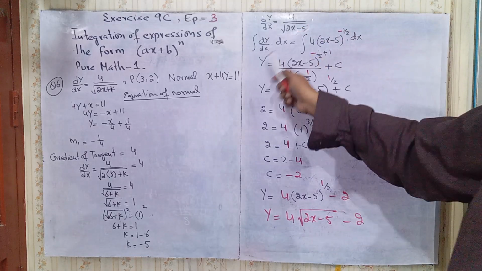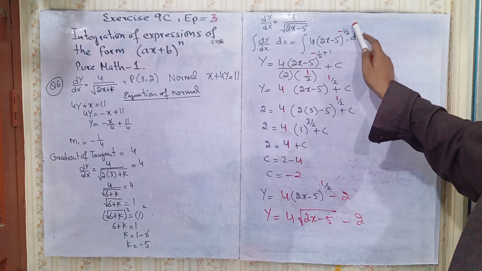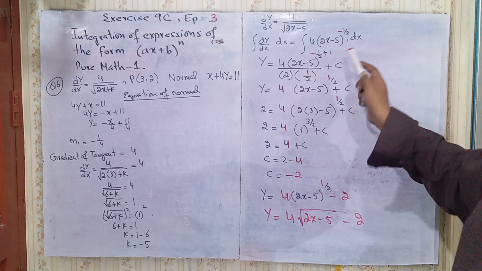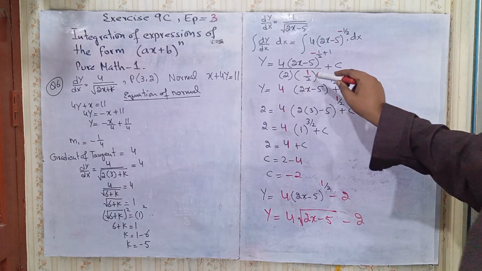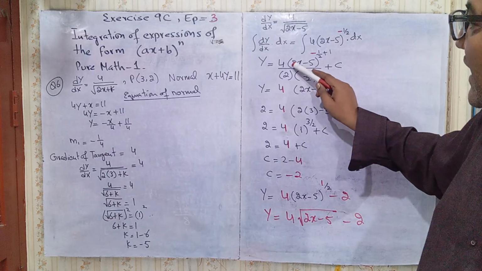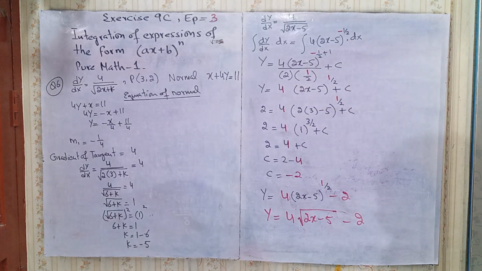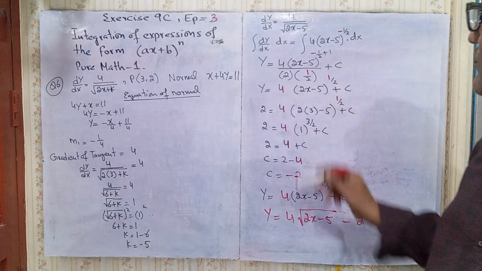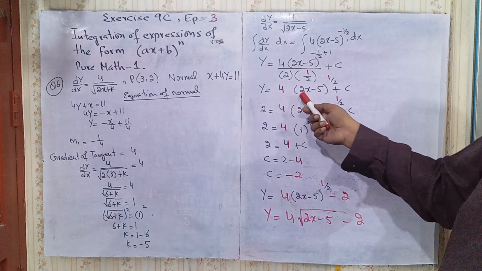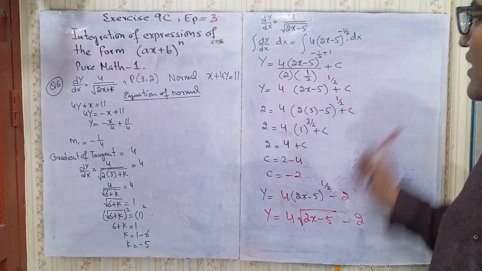So when you integrate both sides, you get y here, so 4, and this power will be increased by 1. Whatever is the answer, I will divide it by minus 1 by 2 plus 1, that's 1 by 2, so divide with it. And the coefficient of x, you divide with it also. So plus c, so y equals 4 into 2x, this 2 cancels, 2x minus 5 raised to the power 1 by 2 plus c.